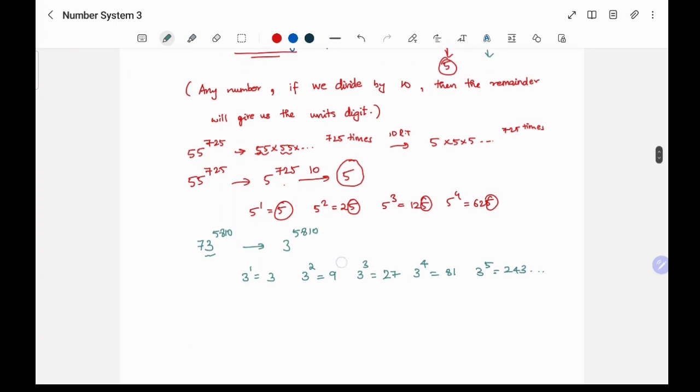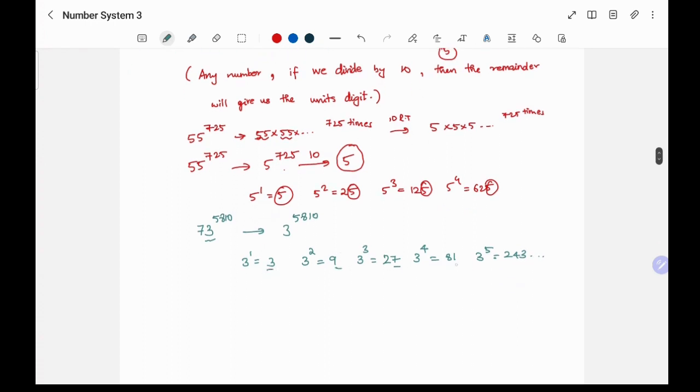If you see the units digits, just check the units digits. It starts from 3, it goes to 9, it goes to 7, it goes to 1, and again it comes back to 3.